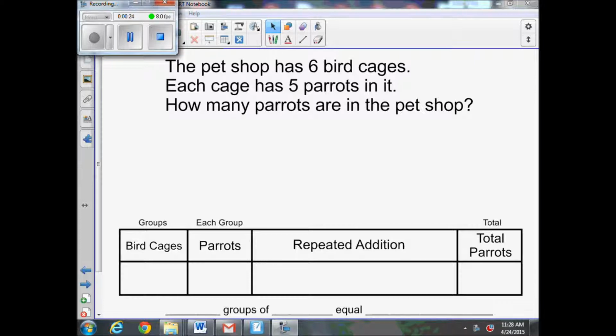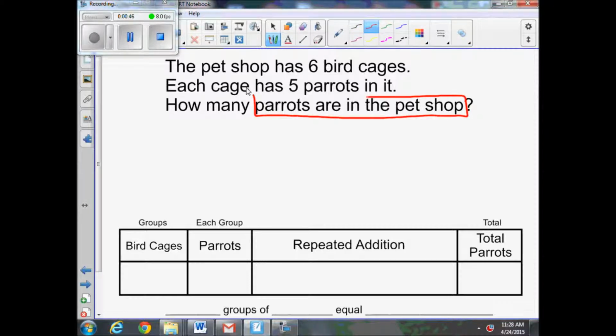Help me read it. Here we go. Ready? The peacock has 6 bird cages. Each cage has 5 parrots in it. How many parrots are in the pet shop? Well, I know that the first thing I need is my main idea. And I know that my main idea is that I'm going to look for the what? Parrots that are in the pet shop. That is the main idea. We're looking for parrots that are in the pet shop.